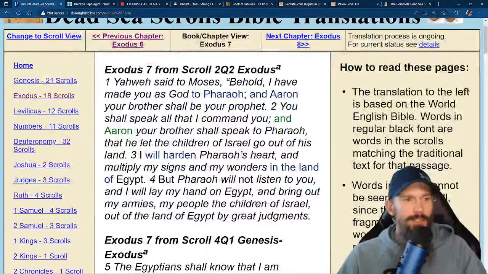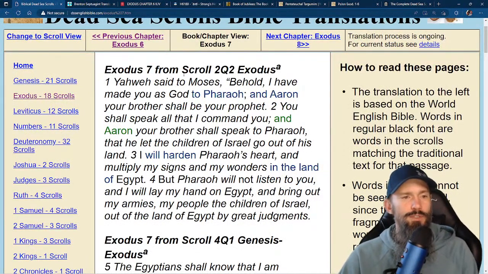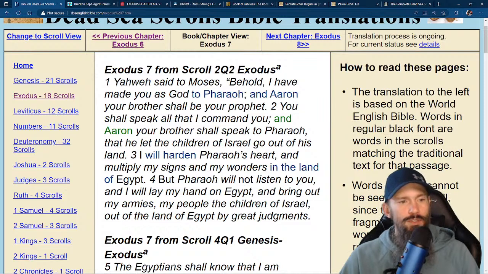Alright, so this scroll here is 2Q2, Exodus 7. Yahuwah said to Moses, Behold, I have made you as Elohim to Pharaoh, and Aaron your brother shall be your prophet. You shall speak all that I command you, and Aaron your brother shall speak to Pharaoh, that he let the children of Israel go out of his land. I will harden Pharaoh's heart, and multiply my signs and my wonders in the land of Egypt. But Pharaoh will not listen to you, and I will lay my hand on Egypt, and bring out my armies, my people, the children of Israel, out of the land of Egypt by great judgments.